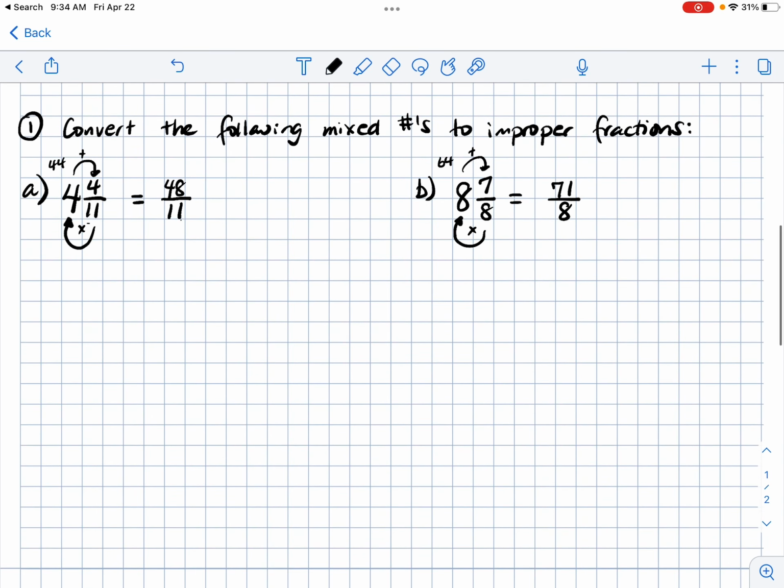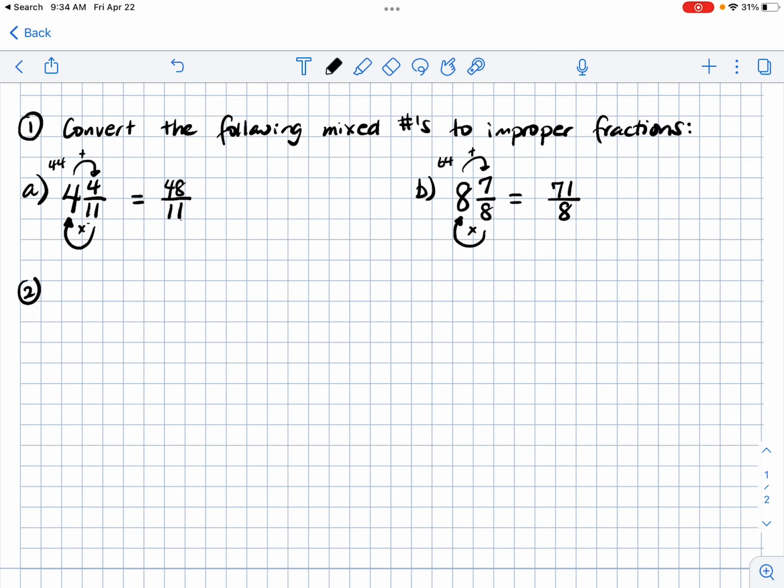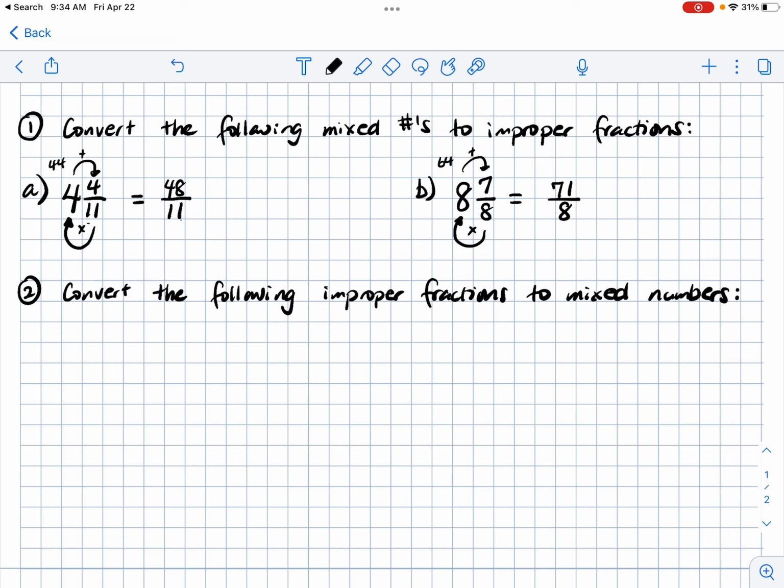So going the other way, I'm going to do 3 examples. I'll do one with you. So convert the following improper fractions to mixed numbers. Okay, so let's set ourselves up with this. Okay, let's do the first example together.